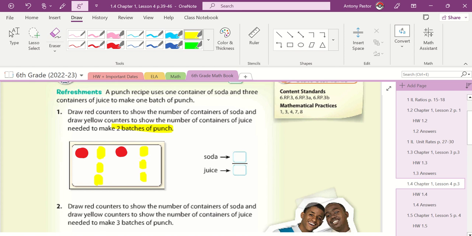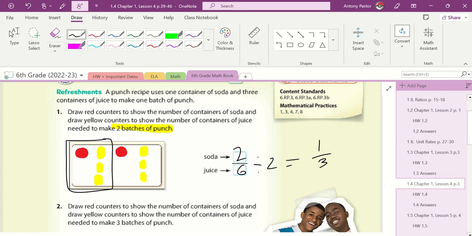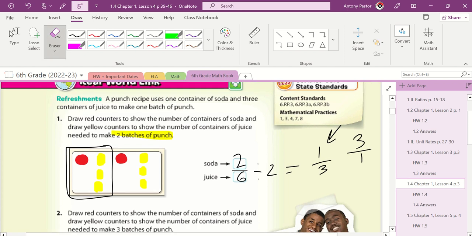So, in this case, I would have 2 sodas and 1, 2, 3, 4, 5, 6 juices. If I were to divide both of these by 2, I'm still getting 1 to 3, which is the original batch. This would be my unit rate. Now, I know that the denominator is not 1, so technically it'd be 3 to 1, but it's still my unit rate. For every 1 soda, I'm going to need to use 3 things of juice.